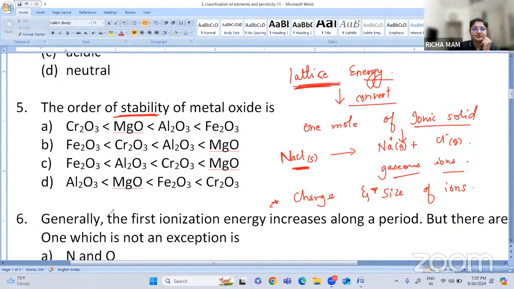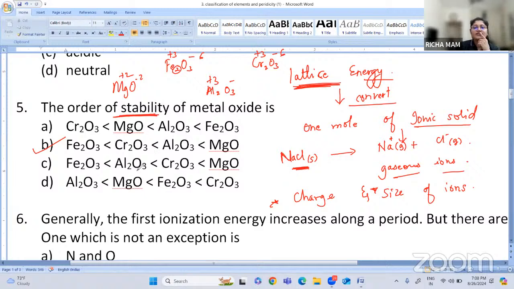Fe2O3 is less than chromic oxide, and then aluminium oxide and MgO. Now, for Fe2O3, oxygen is -6, so the iron is +3. Then Cr2O3: this is -6, so this is also +3. And aluminium Al2O3, this is +3. And when you see MgO, oxygen is -2 and this is +2.